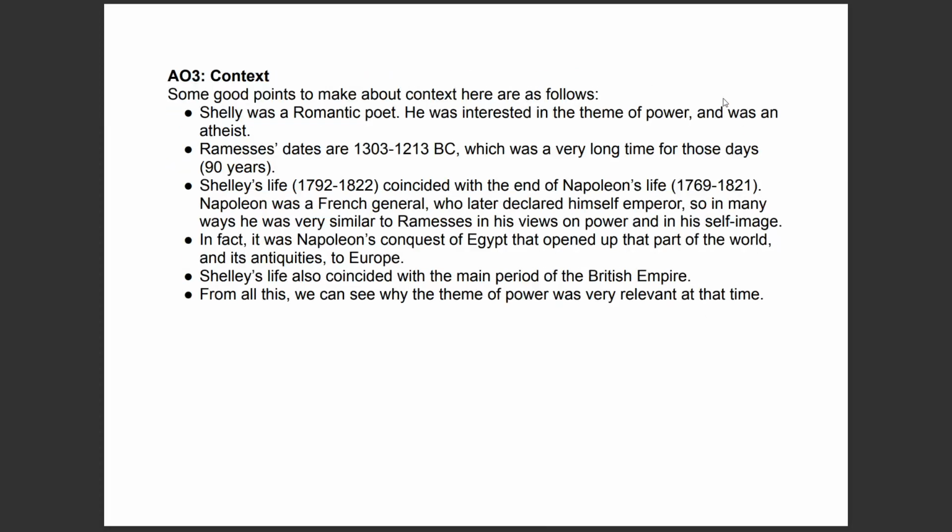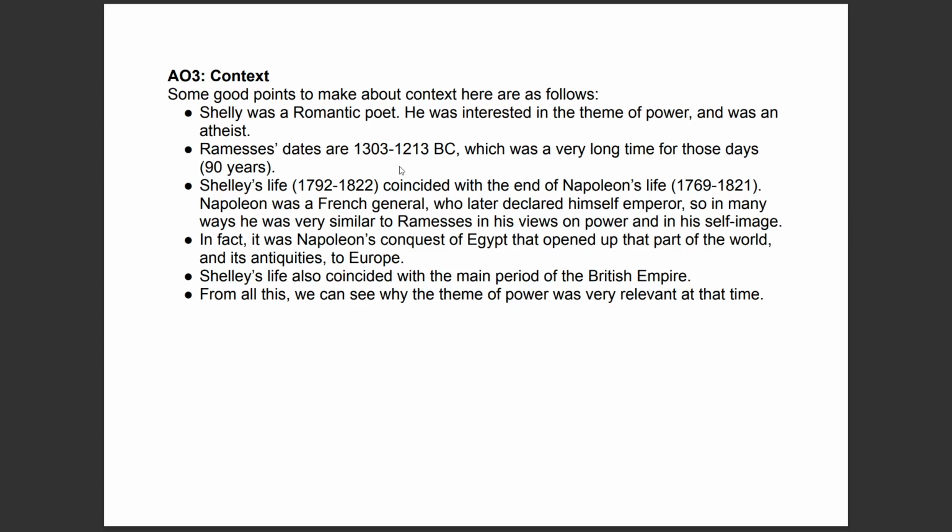Okay, so a bit of context. Now here you've got more than you need for a grade 4 or 5, which is, remember, what we're looking at to start with. You've actually got more than enough here for all the highest grades, which we'll talk about. So Shelley was a romantic poet. He was interested in the theme of power and was an atheist. So remember, this isn't to do with love. And as you can see, this poem has nothing to do with love. It's about feelings over reason, that kind of thing.